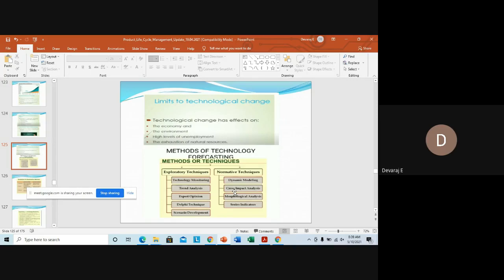But you should tell them for what purpose I'm using the trend analysis, or for what purpose I'm using the expert opinion. So you should tell them the reason, then you should use the technique. So this is very important. This technique you should use in the industry. All the industry will be using this type of techniques.